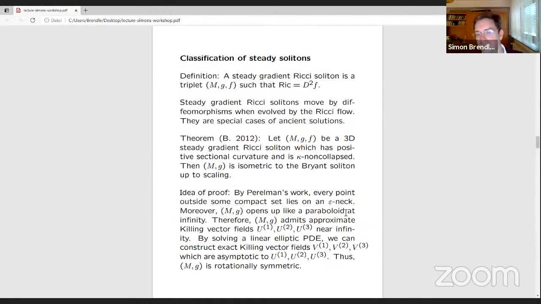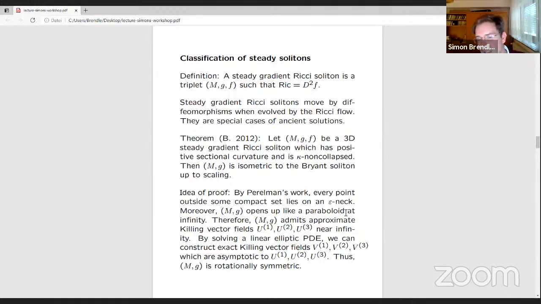Now, the way you get around it is, well, you can construct approximate Killing vector fields U1, U2, U3 near infinity, because basically at infinity, you have sort of an approximate SO(3) action. You don't have an exact action because this thing is not exactly symmetric at infinity, but it becomes symmetric to a better and better approximation. And that gives you these approximate Killing vector fields.